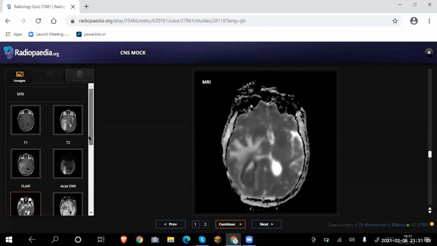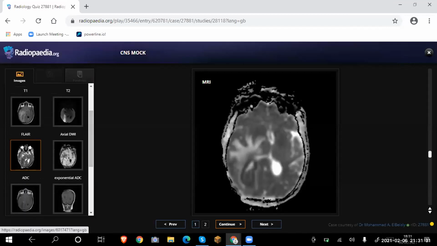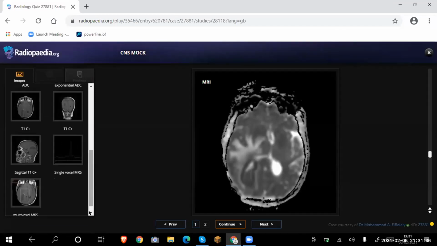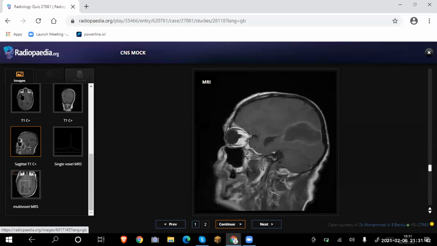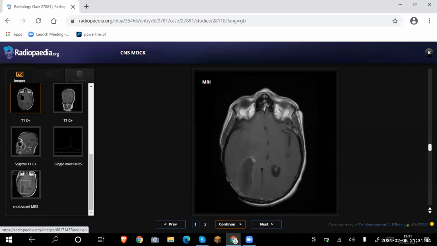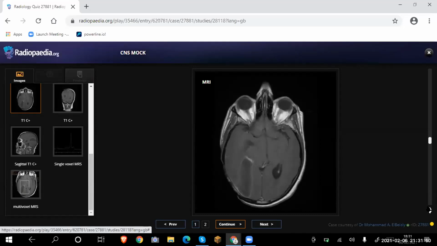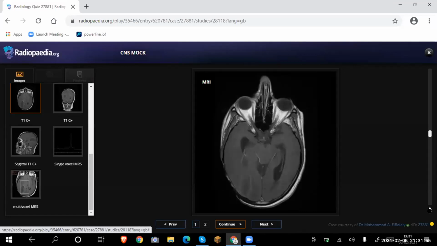Go to the contrast enhanced. Yeah, T1 with contrast. Okay, I'm just looking. Where is it? Okay, don't worry. Let me click it for you. Well, yes, there is a ring enhancement of this hypointense lesion, which is surrounded with a vasogenic edema.